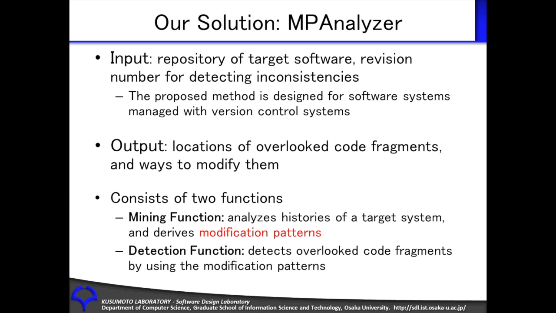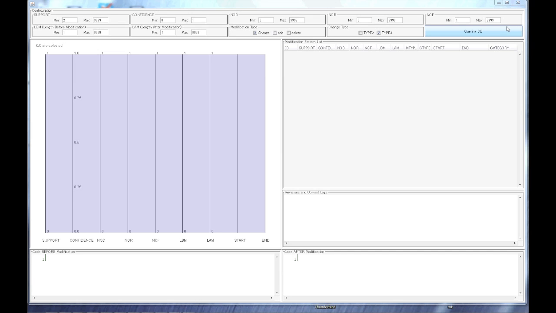There are two functions in MPAnalyzer. One is mining function, which analyzes histories of target software and it finds modification patterns from them. The other is detection function, which detects inconsistencies by using the modification pattern. This is a window of the detection function.